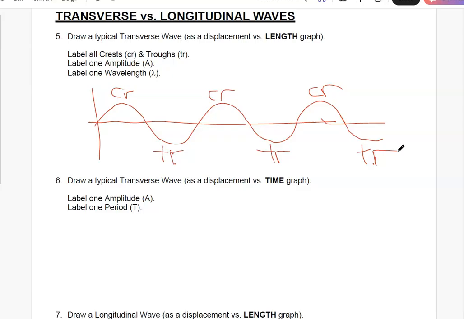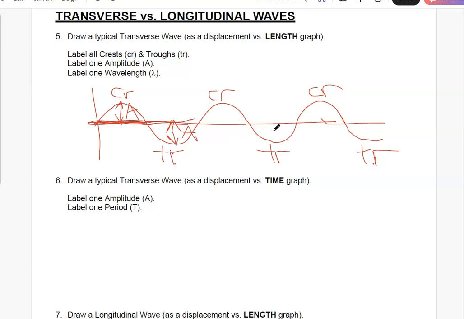It says label one amplitude. So the amplitude is the displacement between the equilibrium position and the farthest it can go, and that would either be to the top of a crest or to the bottom of a trough. So we give a simplified definition of amplitude as the height of the crest or the depth of a trough in a transverse wave. Either one of these represents a single amplitude. Remember, the amplitude is not the full width. That would be twice the amplitude.